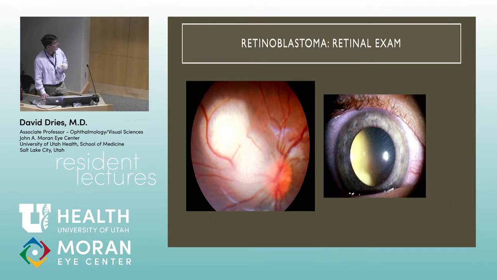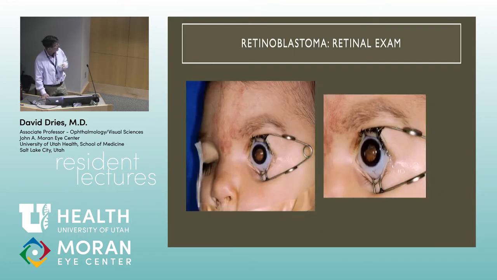So these masses start in the retina, they obscure vessels, they're white, sort of creamy white. When they're small, they look like this. When they get bigger, they fill the eye. And that's what you're seeing on the opposite side there. That's just vitreous full of tumor up against the lens. Same thing here.